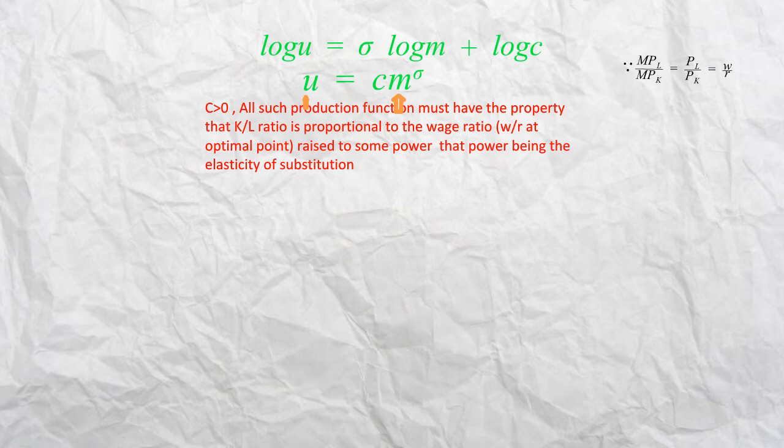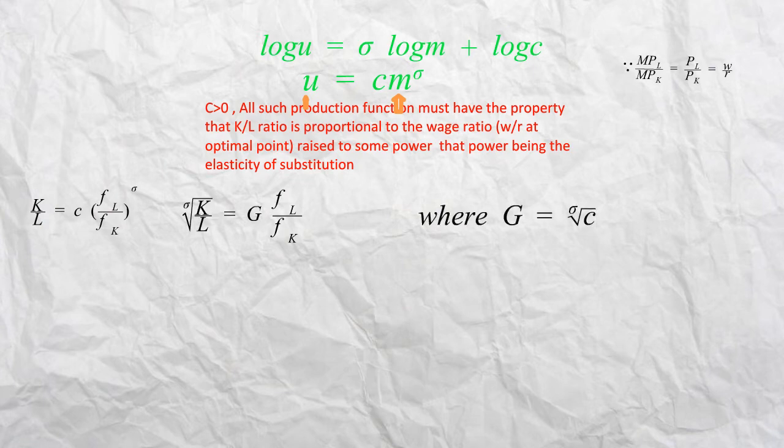Now, re-evaluating the terms for U and M, we get K over L is equal to C times f of L divided by f of K, the whole raised to power sigma, which gives the sigma root of K over L is equal to z times f of L divided by f of K, where z is equal to the sigma root of C, which can be written as K over L raised to power 1 over sigma is equal to negative of z times delta K over delta L, since at the optimal point negative of delta K over delta L is equal to f of L over f of K.